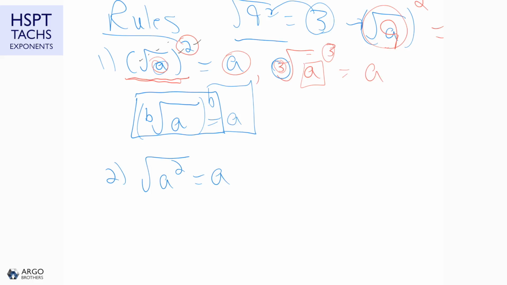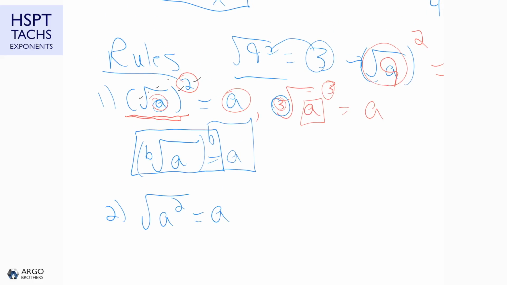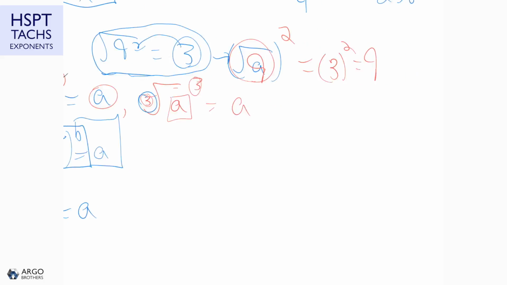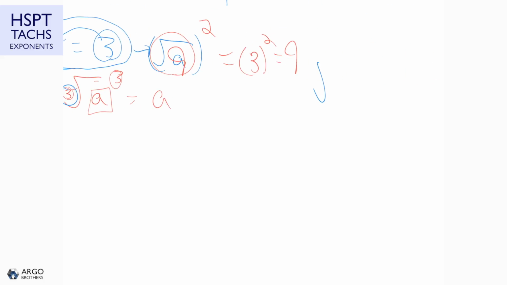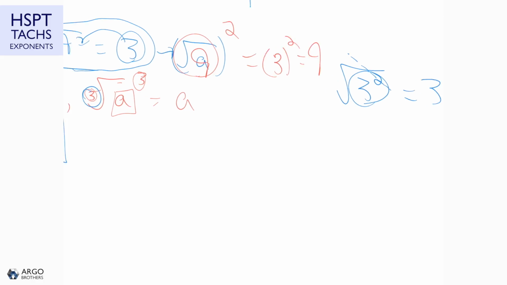So before we had that the square root of 9 is 3, but now what if we had the square root of 3 squared? So the square root of 3 squared, well, 3 squared is 9, so the square root of 9 is 3. Or you could just do this. You can just imagine that this 2 and the square root sign cancel out. And of course, that'll work for cubes and so on.